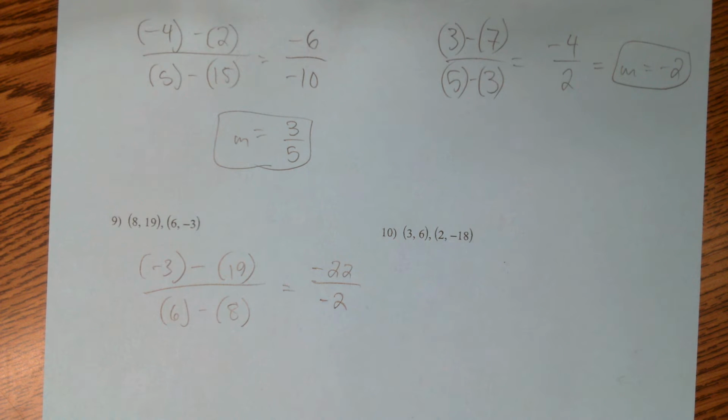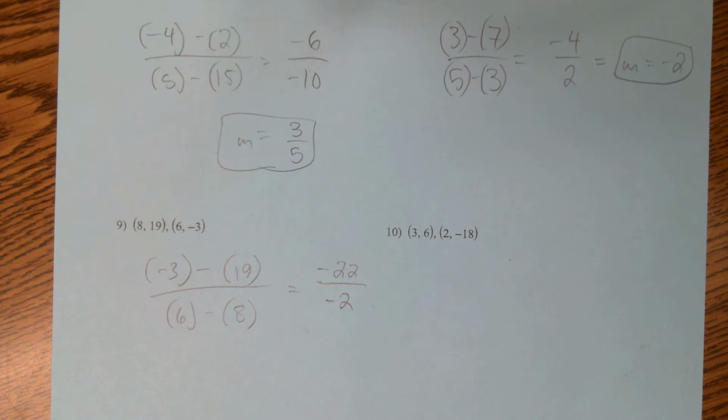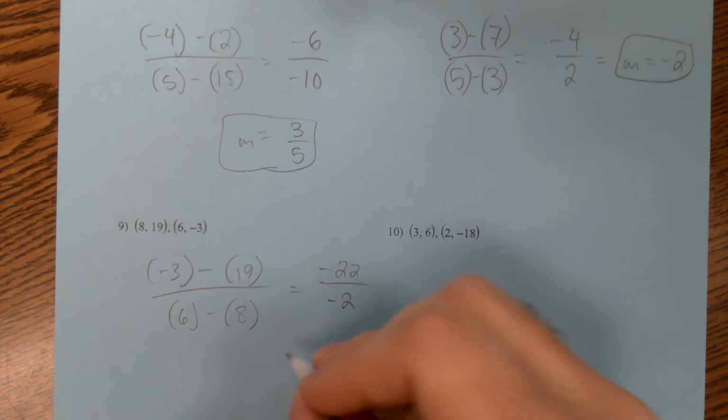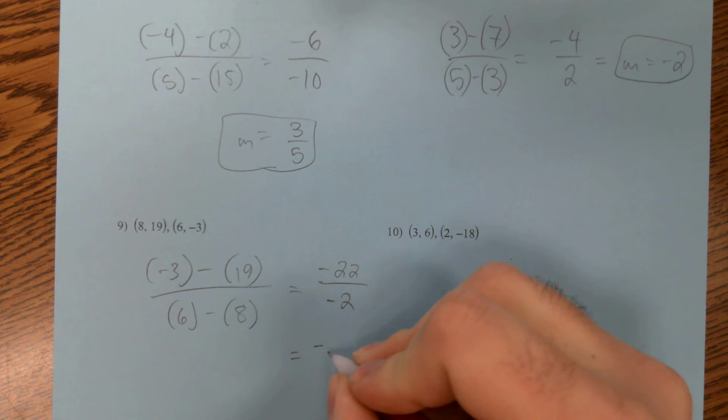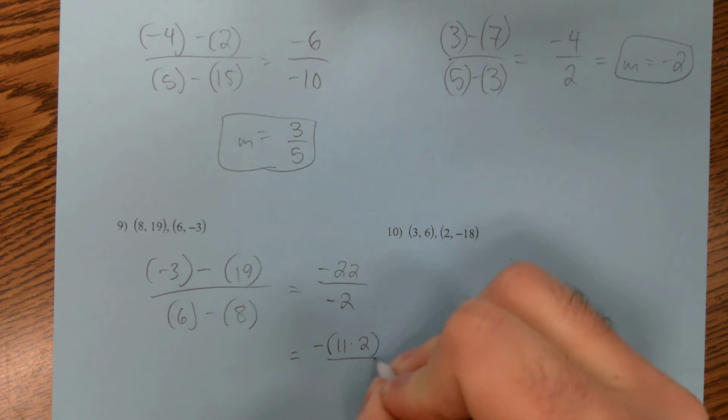Now I saw a couple people leave their answer just like that yesterday. There's 2 things we need to do in order to simplify this. Olamipo, what do we got to do? That's right. We're going to divide negative 22 by negative 2. Negative 22 is just 11 times 2.